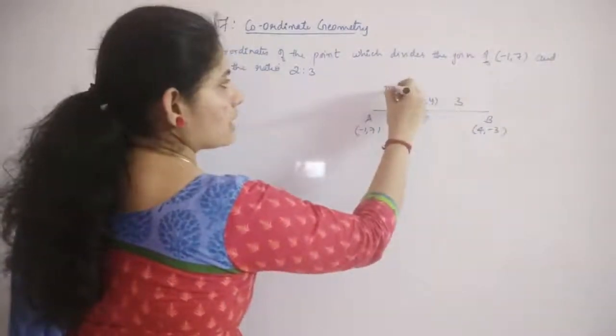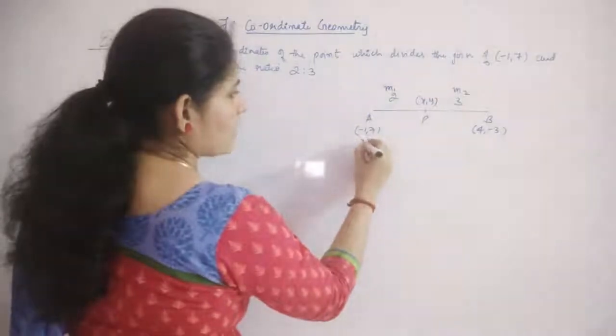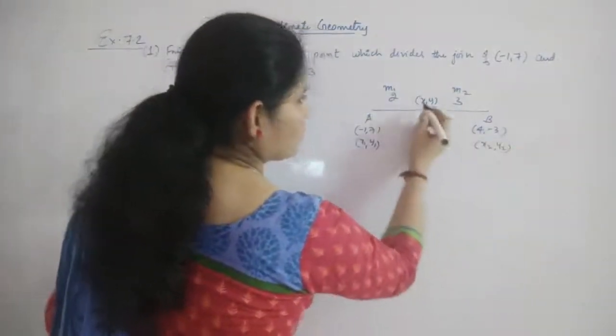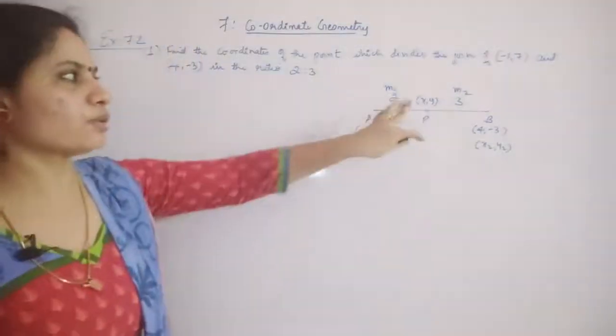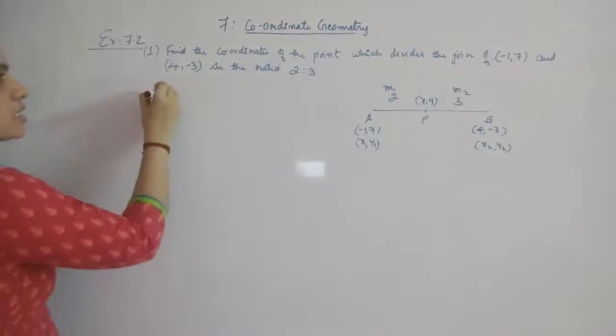That means this 2 is acting as your M1 and this is M2 according to your formula. This is your x1 y1 and x2 y2, and the coordinates are taken as x comma y. We are going to find out what is x and y using the section formula. Now what is the section formula?